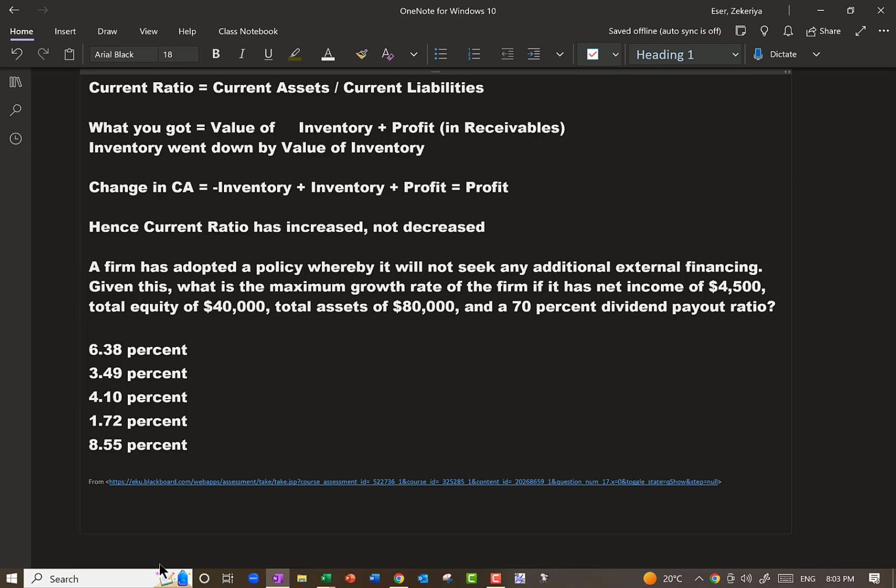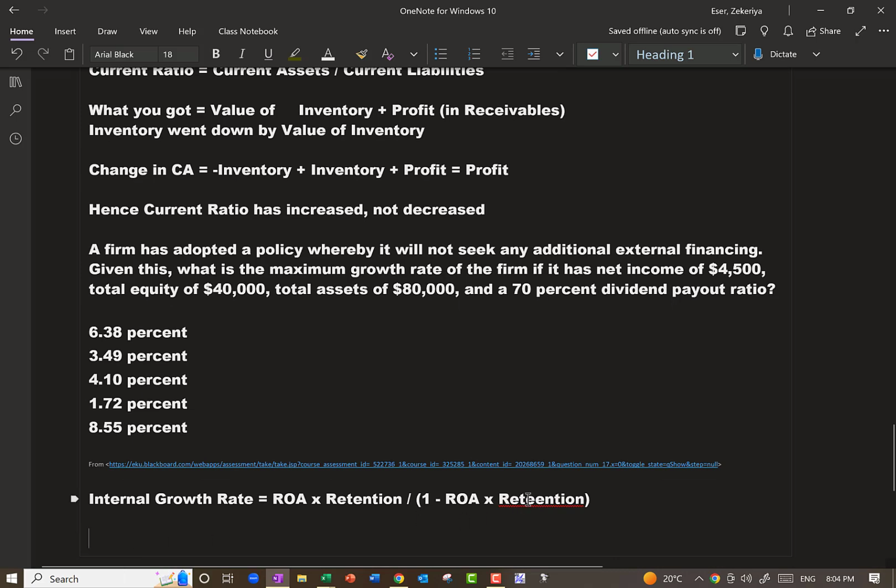It's internal because they're not seeking any external financing. Exactly. They're saying we're not going to get any money from the outside. By definition, that's the internal growth rate. So we're going to calculate the internal growth rate, which is ROA times retention ratio. I'm just going to leave it like that. So all we have to do is calculate the components, right?